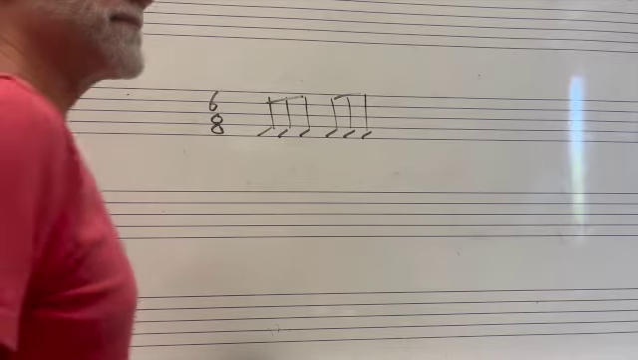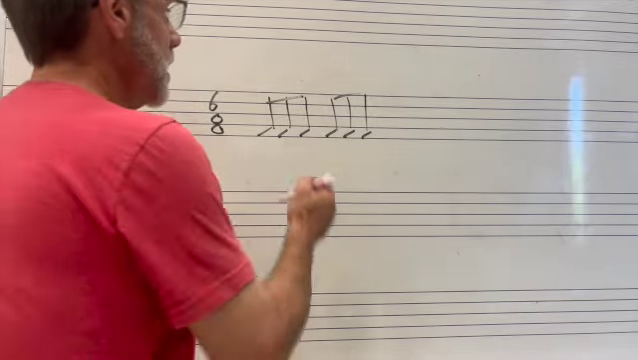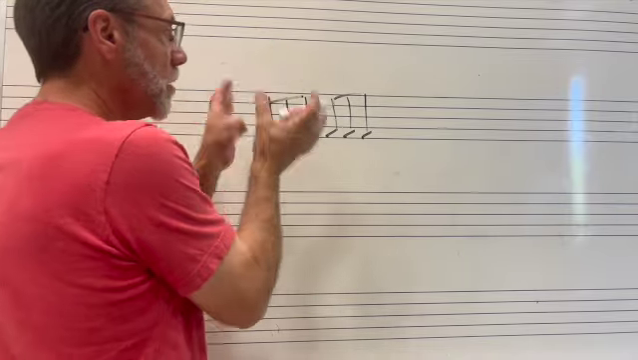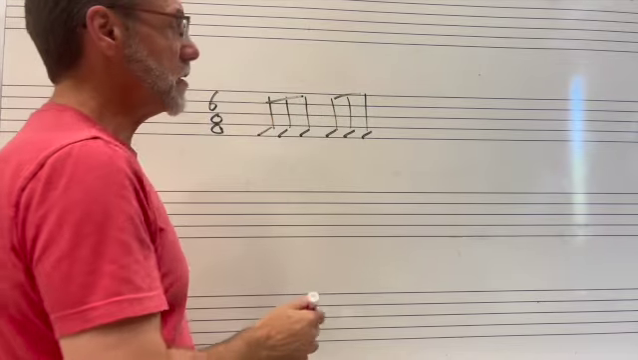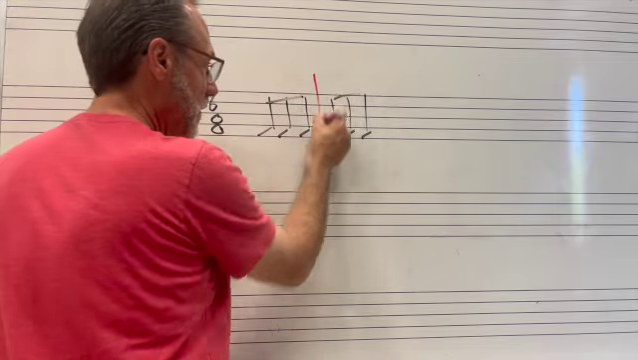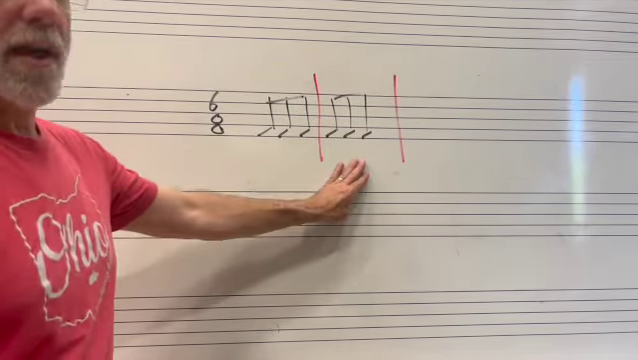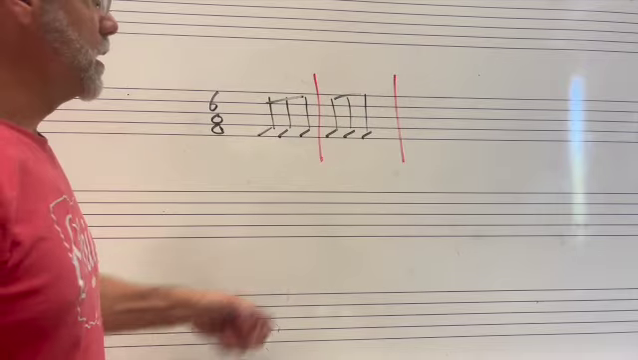And like I said, I think I said this before, maybe I didn't, but the beam is used to visually show you the pulse divisions. So you can see because of that beam, that's the end of a pulse right there. Our pulses are 1, 2, 3, 4, 5, 6, okay?